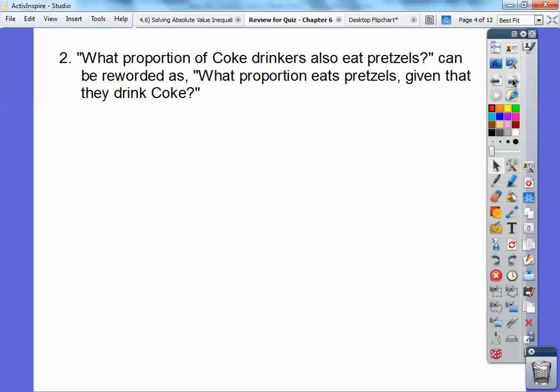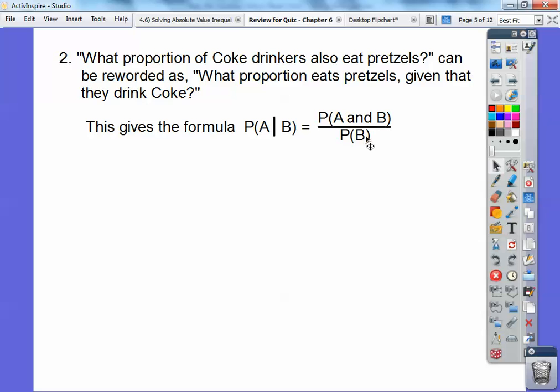Okay, what proportion of Coke drinkers also eats pretzels can be reworded as what proportion eats pretzels given the fact that they drink Coke. Okay, so that's going to give us this formula here, which is out of your notes. And so you're going to convert that to the probability of A and B divided by the probability of B. All right, so the tricky part is this part right here. So just be able to reword that. And then it's just punching in the numbers and you get 0.846.